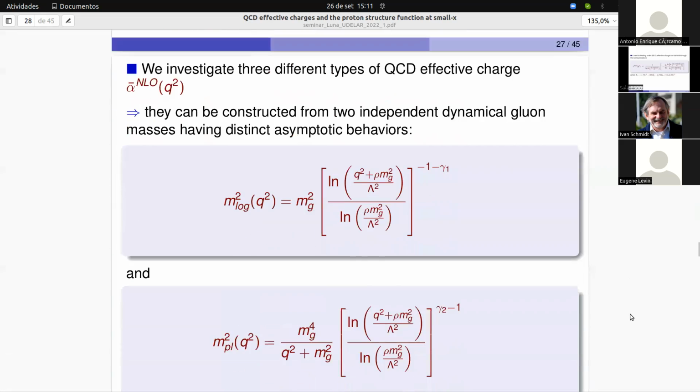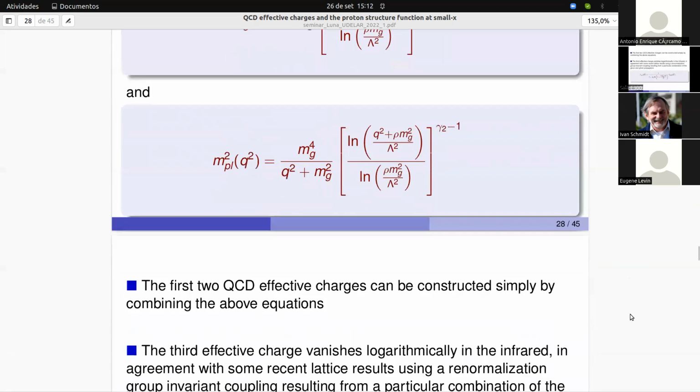Okay, so the question is: the gluon has a dynamical mass. This is an effect of dynamical symmetry breaking, but what is the behavior of that mass? The behavior can be obtained, again, by studying the Schwinger-Dyson equation. And you have seen that there are basically two kinds of mass behavior. One kind I call the logarithmic behavior, and the other is the power law behavior, which have distinct behaviors.